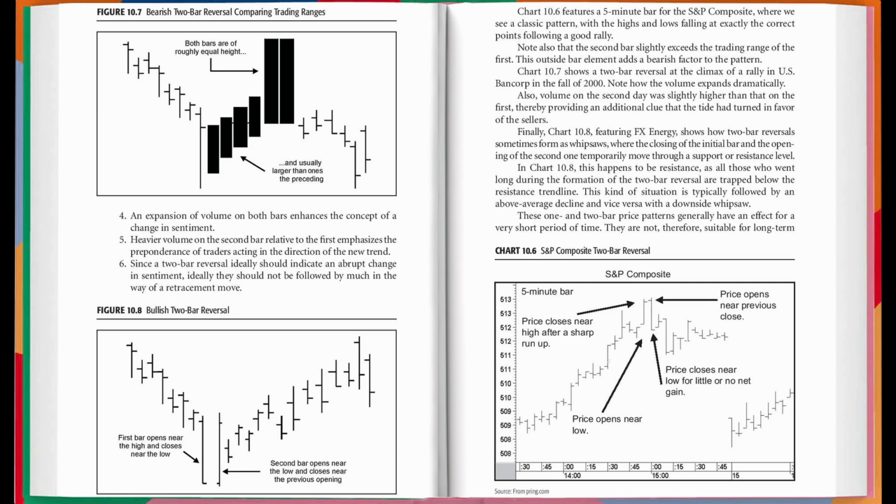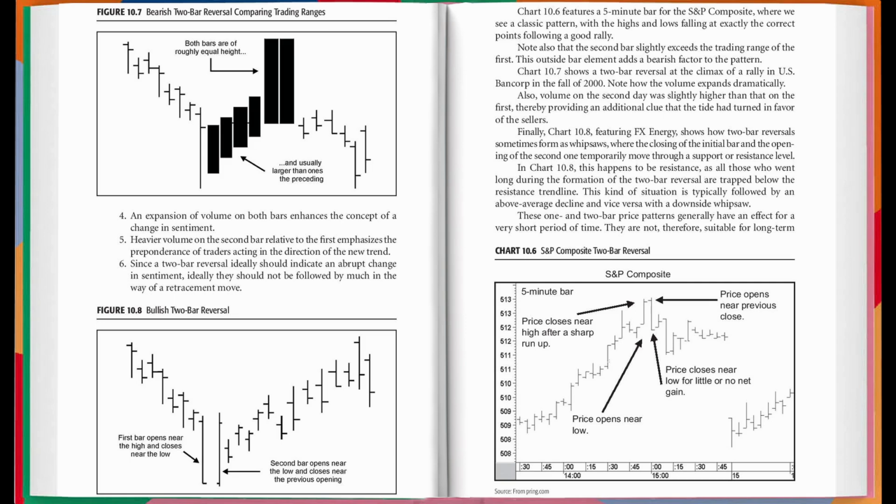5. Heavier volume on the second bar relative to the first emphasizes the preponderance of traders acting in the direction of the new trend. 6. Since a two-bar reversal ideally should indicate an abrupt change in sentiment, ideally they should not be followed by much in the way of a retracement move.